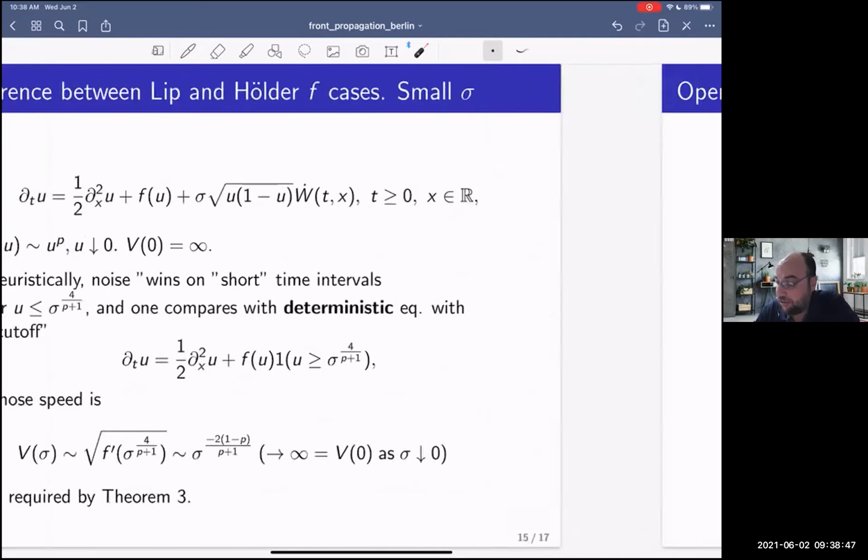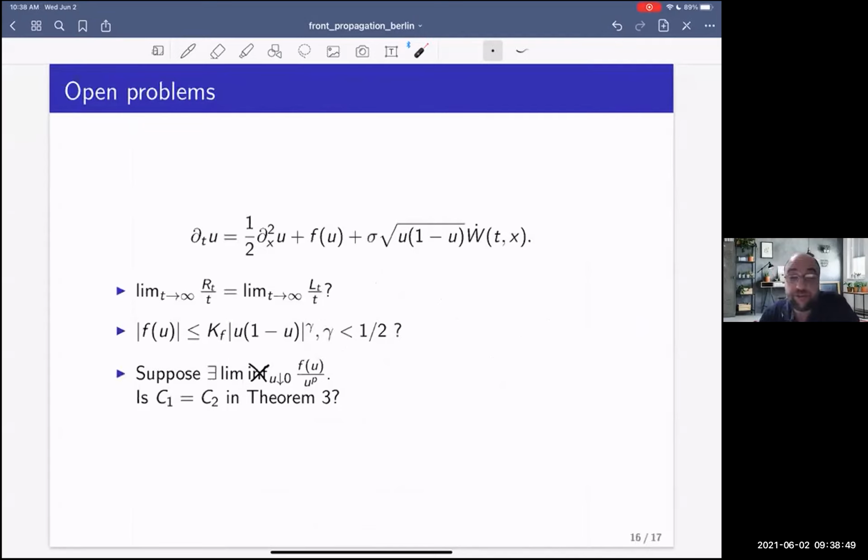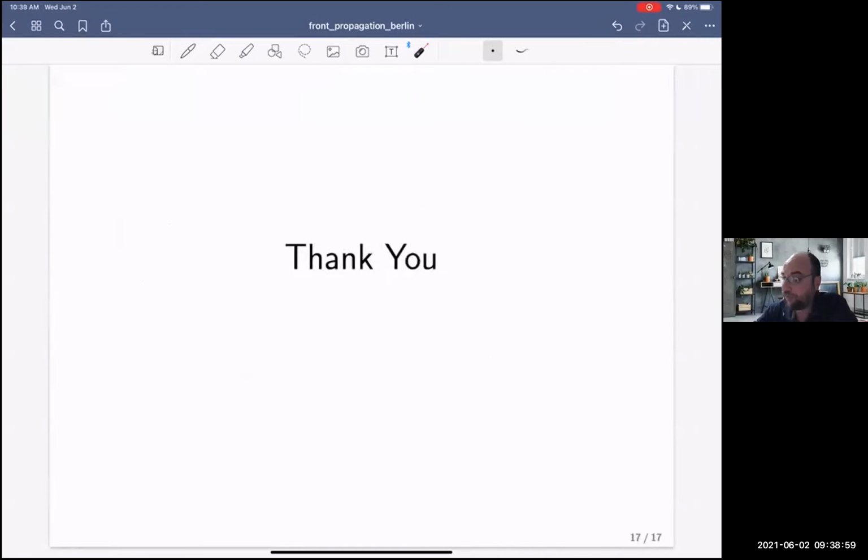It's also a very interesting question whether we can match the upper and lower bound on the speed of propagation. Okay, I guess I'll stop here, and many thanks for your attention. So thank you very much.